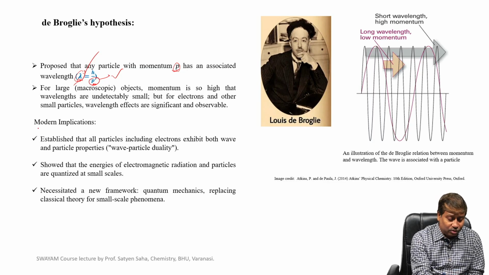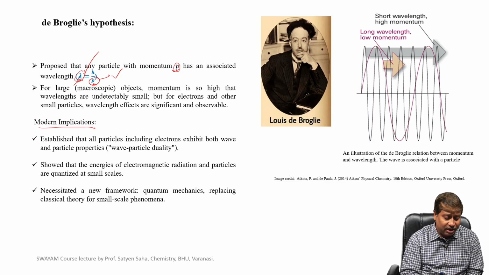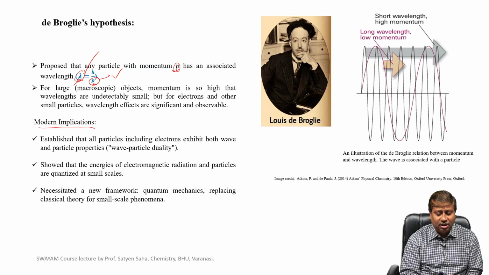So, in modern application, this established that all particles, including electron, exhibit both wave and particle properties. That is finally known as wave particle duality. It showed that the energies of electromagnetic radiation and particles are quantized at a smaller scale, necessitating a new framework, quantum mechanics, replacing classical theory for small scale phenomena.